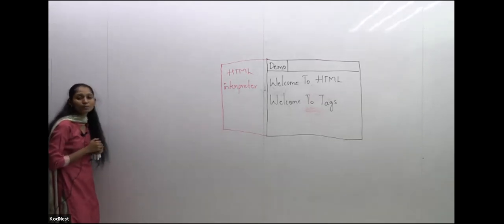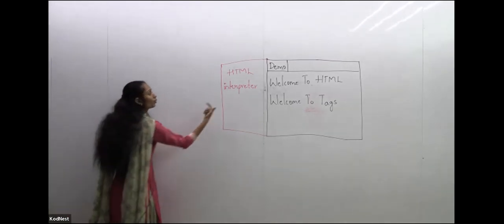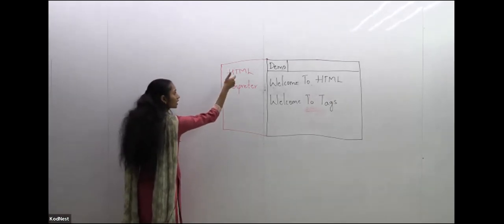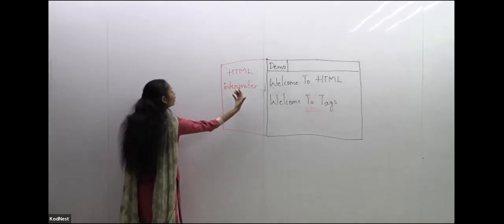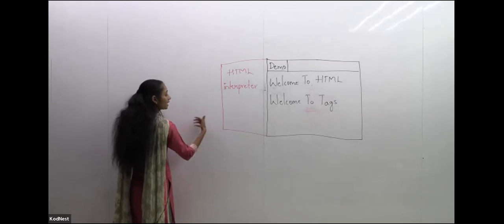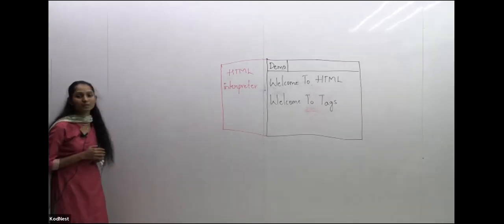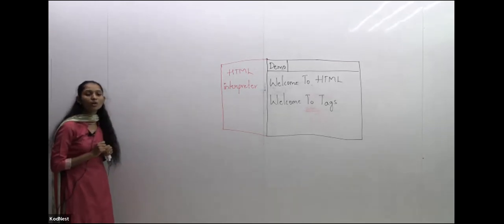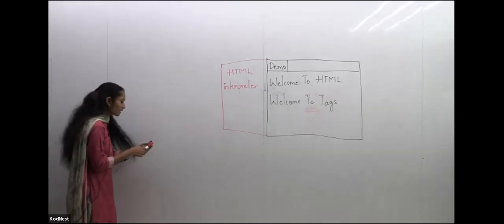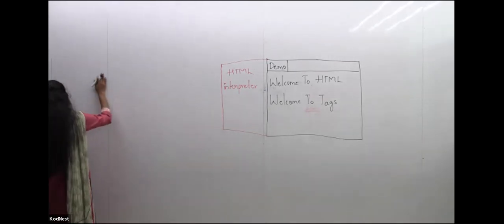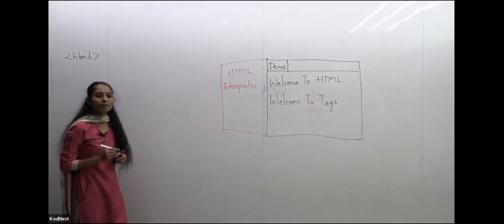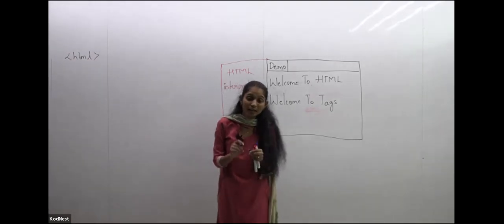Now how do we write that code? Here there is one rule: you have to wake up this person. Who is that person? The HTML interpreter. You have to wake up this person to take each line of the code and give you the respective output. And how do you tell an interpreter that it is HTML code you are writing? By starting your code with the HTML tag.